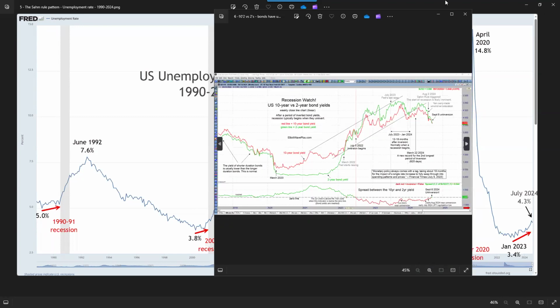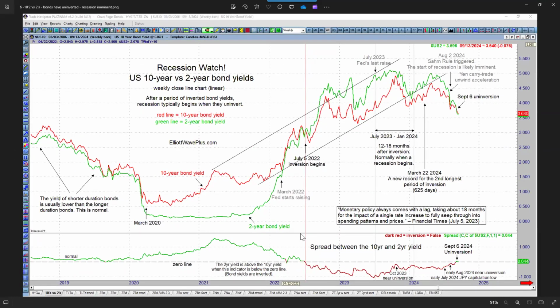Here's another chart that I show my subscribers that shows why a recession might be imminent. This is the 10-year bond yield versus the 2-year bond yield. Typically, and normally, the 10-year bond yield will ride a bit higher than the 2-year bond yield, and it did. It usually does. And the reason is if I'm going to loan money to the government for 10 years, I'd want a little bit higher guaranteed return than just loaning it to them for 2 years, because I'm taking on more duration risk.